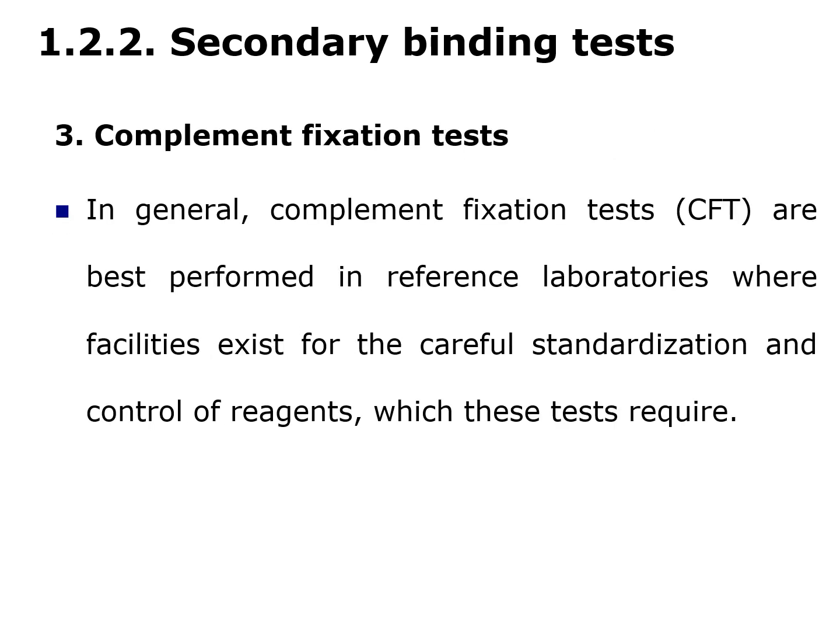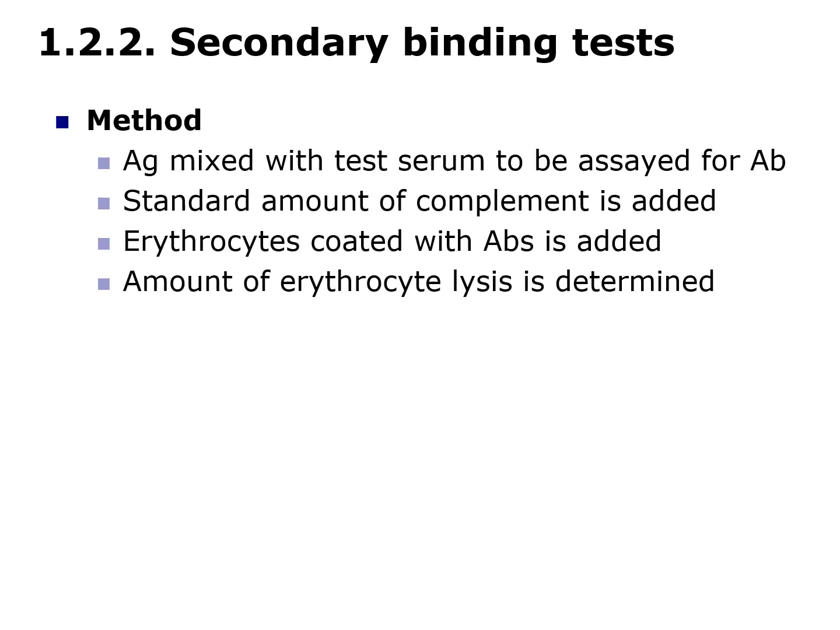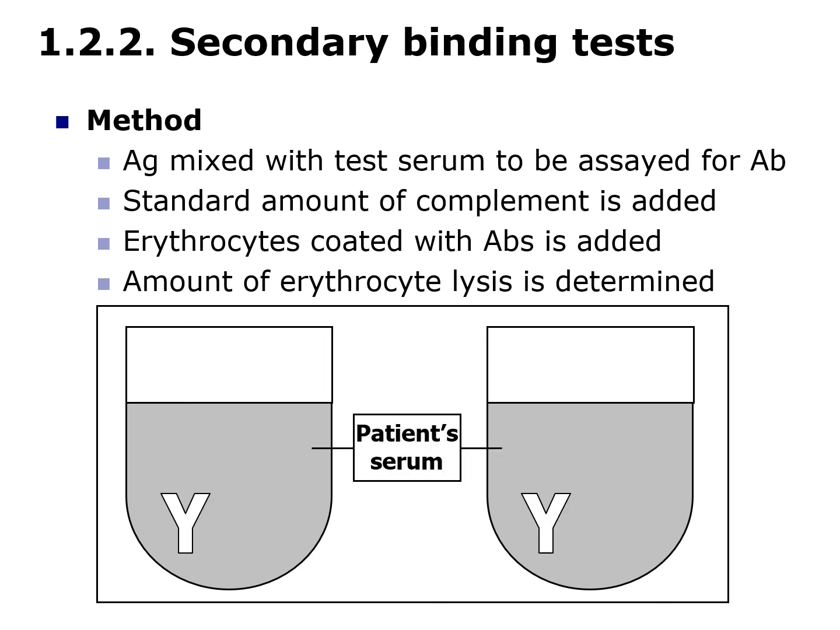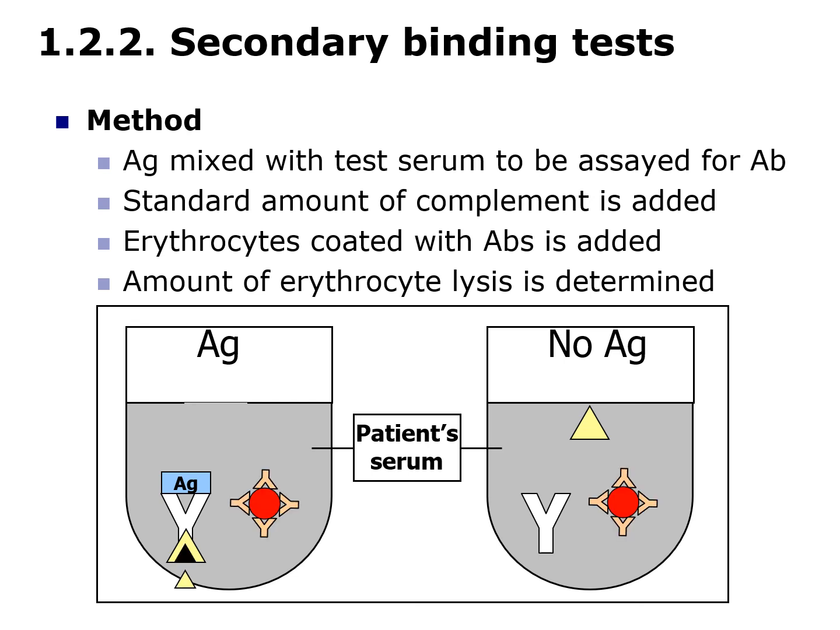Right, so number 3, another still under secondary binding tests, are the complement fixation tests or CFTs. So this is not really an easy test to perform, right? So it's better to perform this not in the common laboratory. Right, so the method. Antigen is mixed with the serum if you want to test for antibody, and then we add the complement. So you know what happens when the complement is added, right?